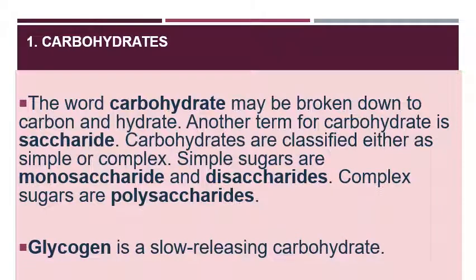Number 1. Carbohydrates. The word carbohydrate may be broken down to carbon and hydrate. Another term for carbohydrate is saccharide. Carbohydrates are classified either as simple or complex. Simple sugars are monosaccharides and disaccharides. Complex sugars are polysaccharides. Glycogen is a slow-releasing carbohydrate.